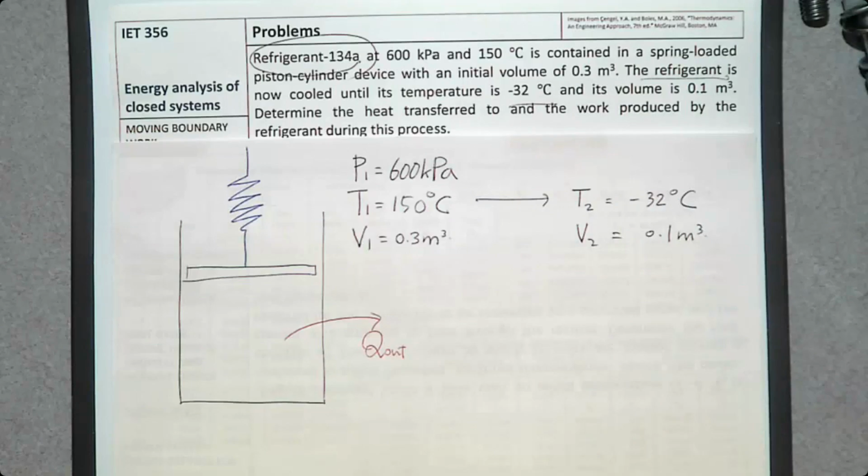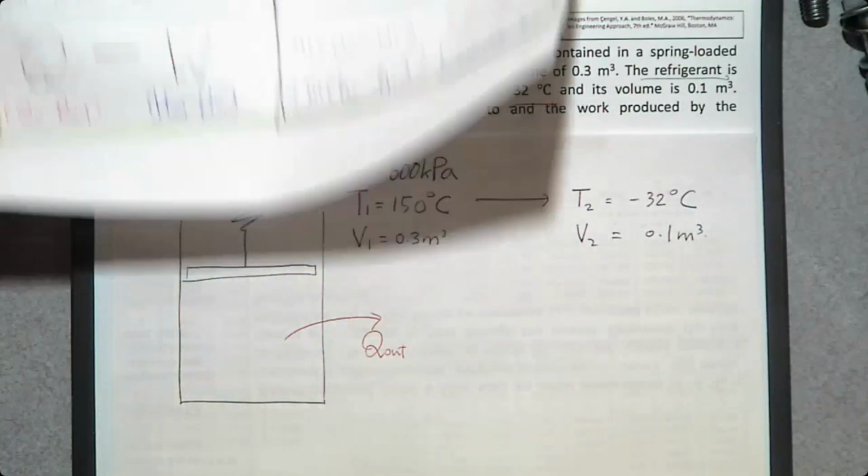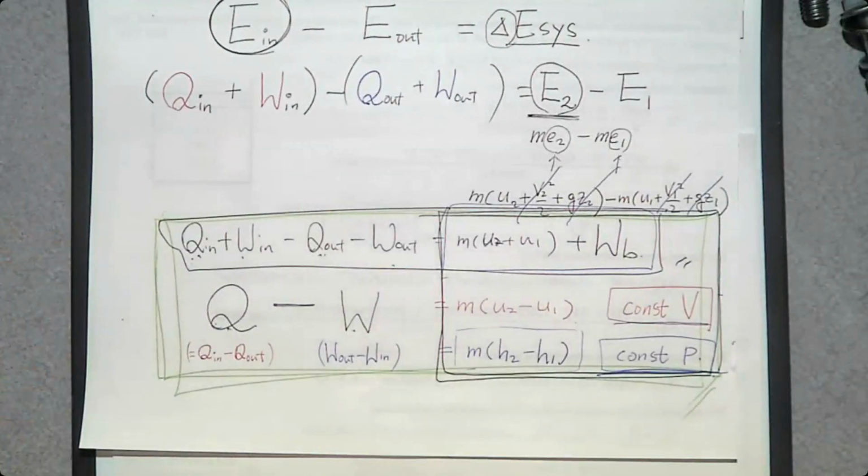So what do you want to do? If you want to determine the amount of heat transfer, the amount of energy transfer by work, what kind of equation did you study that has heat and work together? The energy balance equation. This one. Then there are three of them.